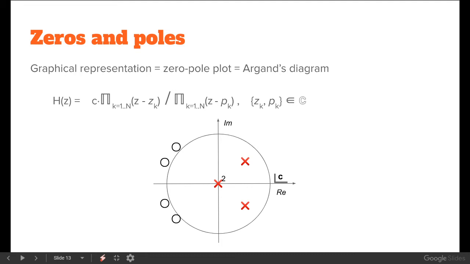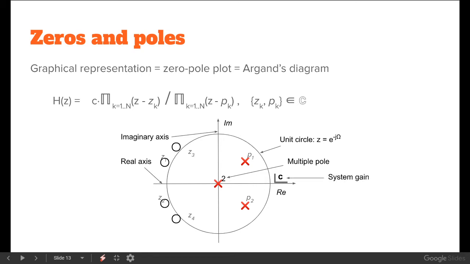I have marked there Z1, Z2, Z3, Z4, P1, P2. And then there are two poles at the origin. Real axis, imaginary axis, unit circle. Multiple poles, yes. On Argand's diagram, the system gain is marked in a separate place, but in MATLAB or Octave functions, it's usually not marked at all.